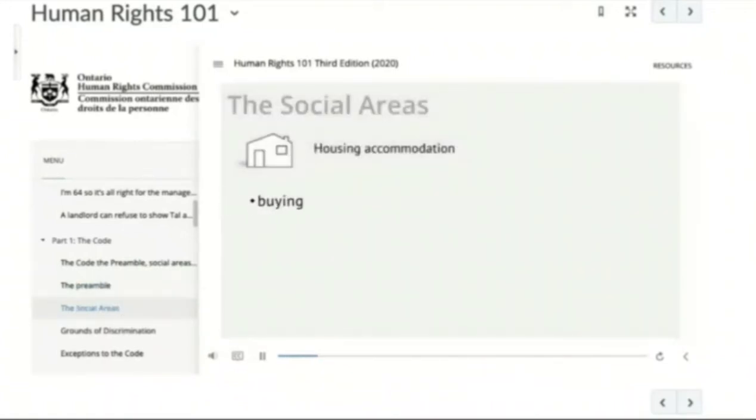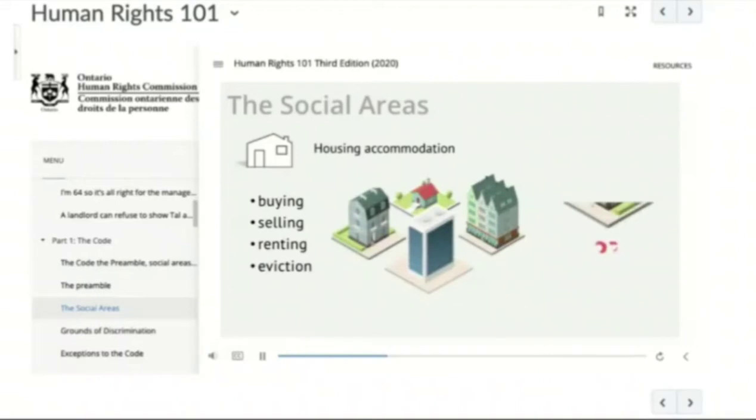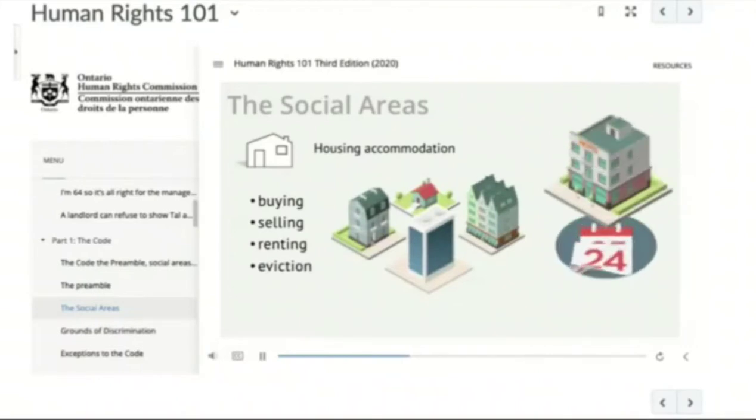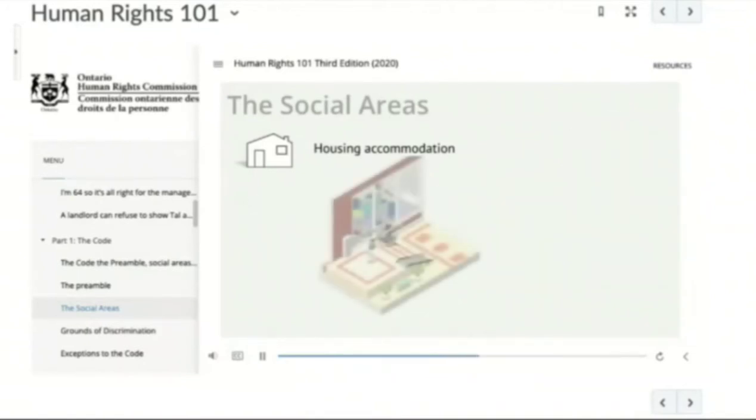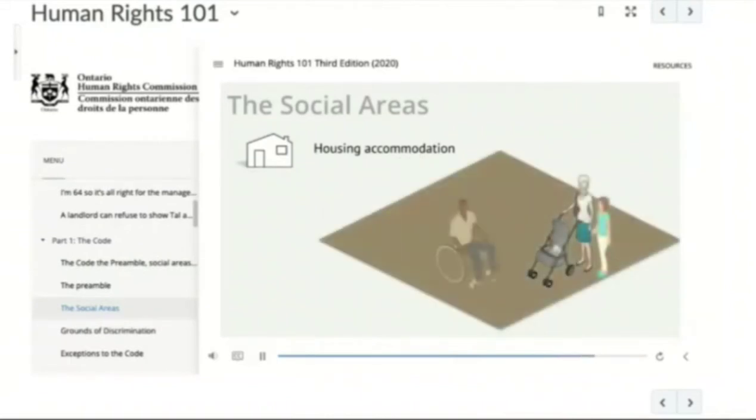Accommodation may include buying, selling, renting, or being evicted from an apartment, house, condominium, or commercial office. Depending on how long a guest is staying, a hotel could be a service or an accommodation, or both. This social area includes entry to the building, using swimming pools and the laundry room. For example, a landlord can't refuse to rent to a tenant who has young children or who is receiving public assistance or disability benefits.